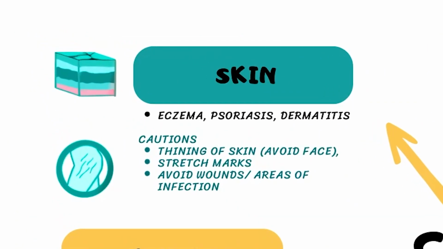Starting with the skin, topical steroids are applied to the skin to reduce inflammation and itching. They are commonly used to treat skin conditions such as eczema, psoriasis, and dermatitis. Topical steroids come in a variety of strengths and forms, including creams, ointments, lotions, gels, and sprays.